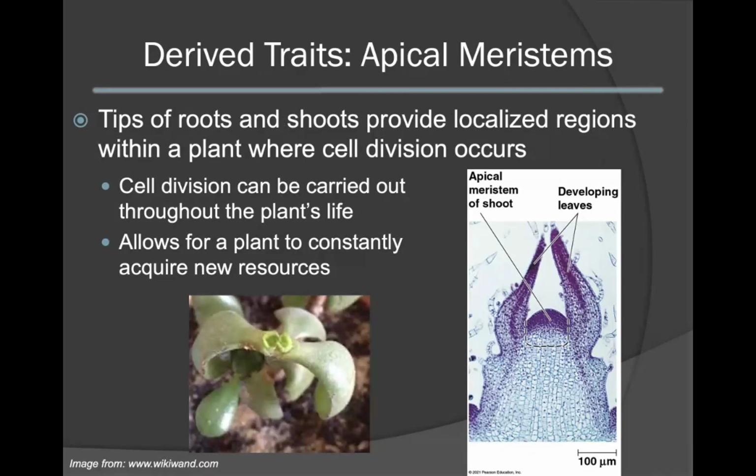Another derived trait is the apical meristems. The apical meristems are localized regions where cell division occurs. These regions are present at the tips of the roots and the shoots. At these locations, cell divisions can be carried out throughout the plant's life. This allows for the plant to constantly grow as well as acquire new resources.